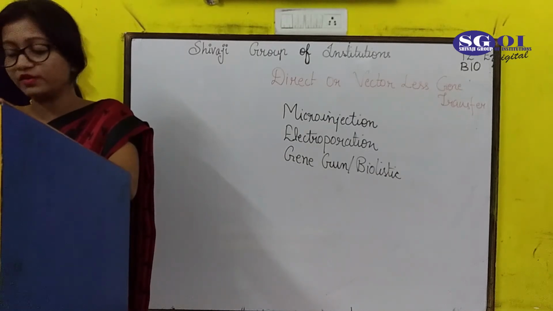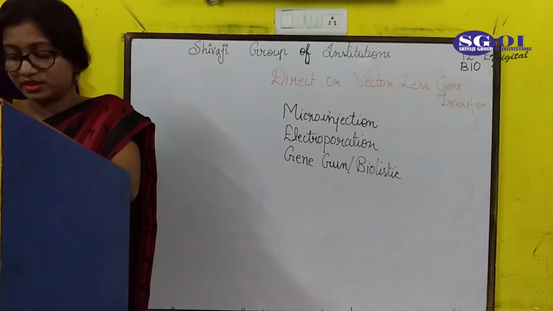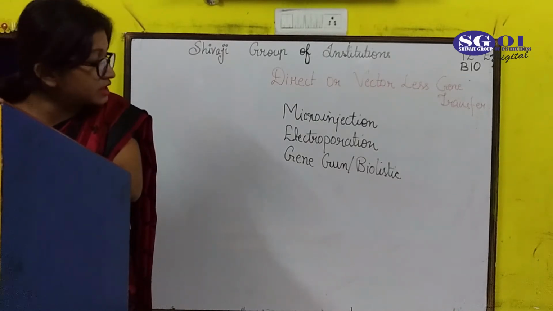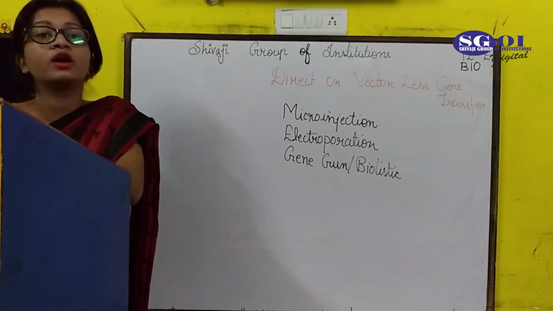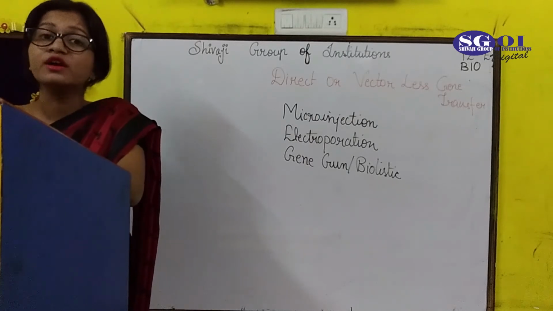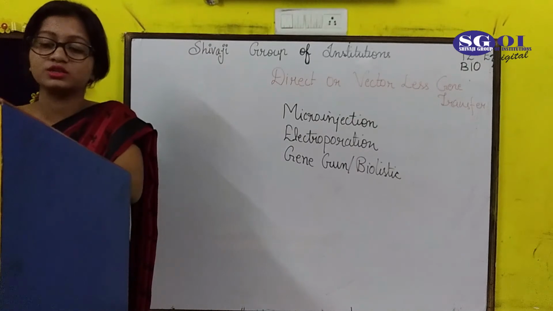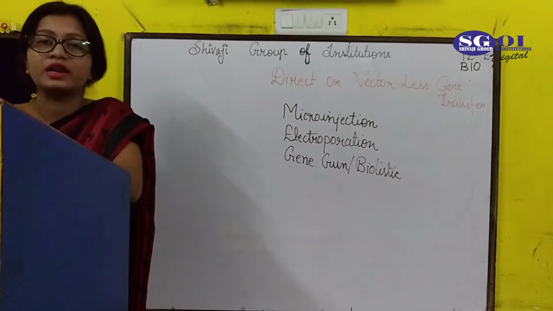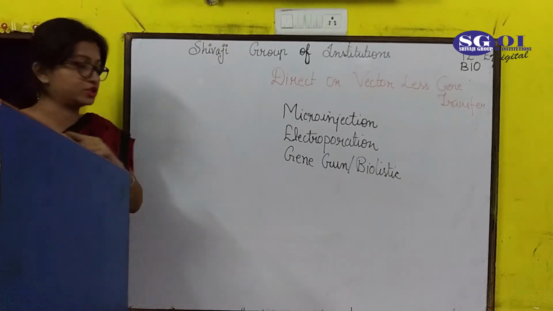Although it was developed for plants, this technique is now also used in animal cells to insert genes. That means in this process, the genes are transmitted at high velocity with the help of guns. Previously this technique was used only in plant cells, but now it is also used in animal cells. And the last technique is direct DNA injection.